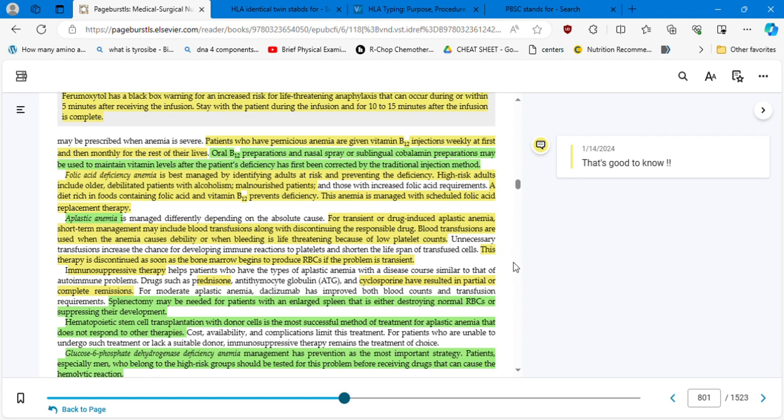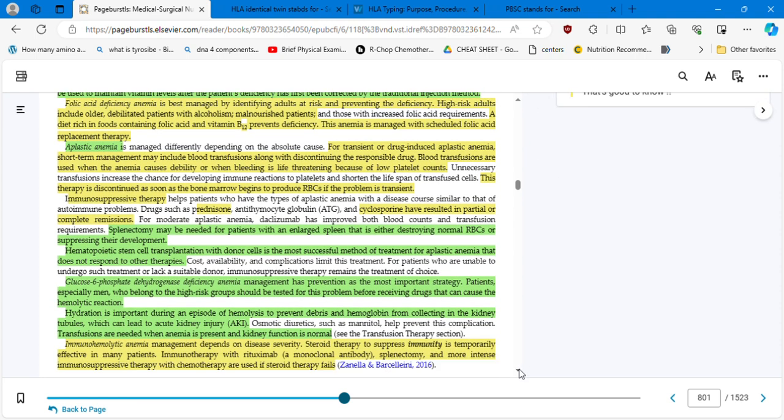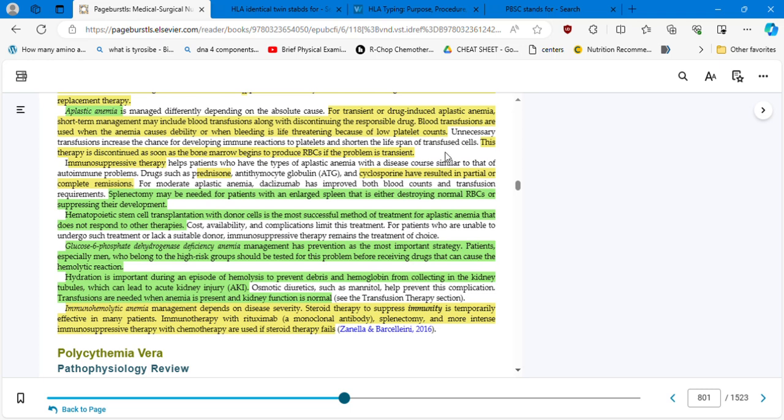This therapy is discontinued as soon as the bone marrow begins to produce RBCs if the problem is transient. How are you going to know the RBCs and everything is going back to normal? Check your blood work. That's why I always suggest you be familiarized with the normal ranges, your CBCs, your complete blood count, your RBCs, WBCs, your platelets.